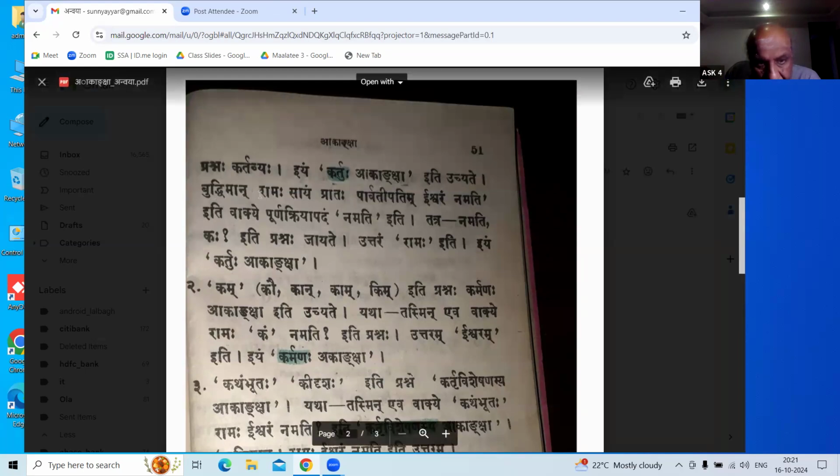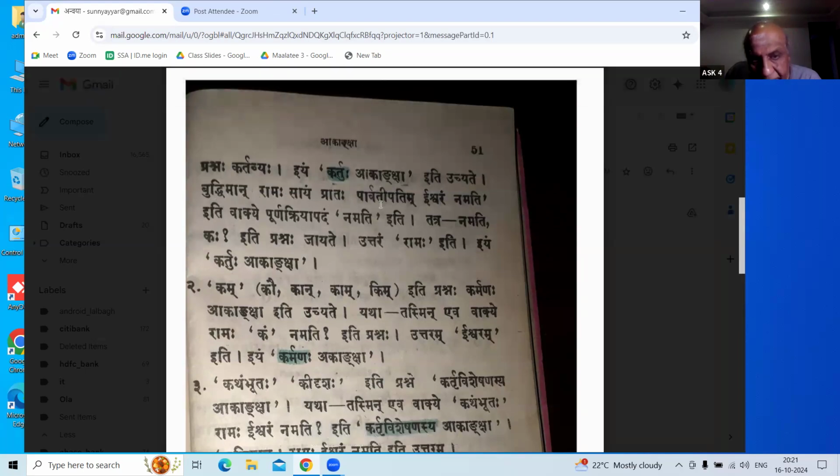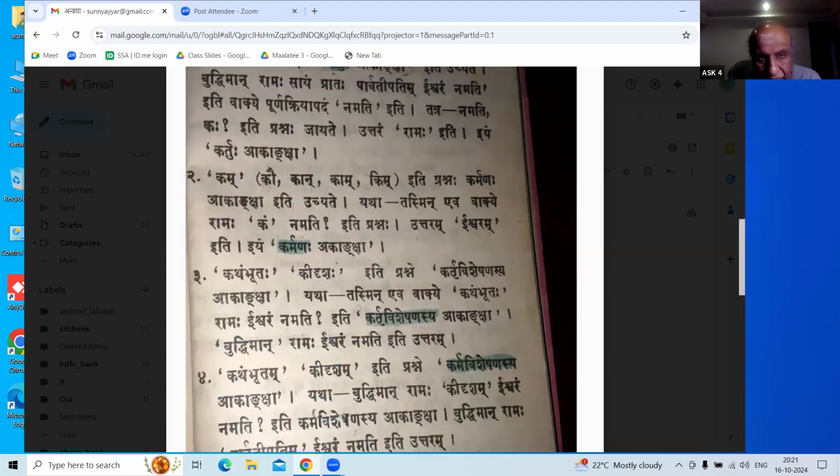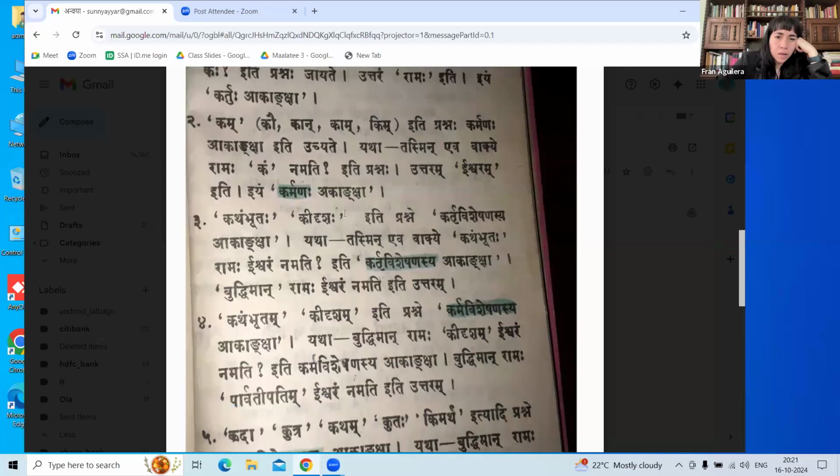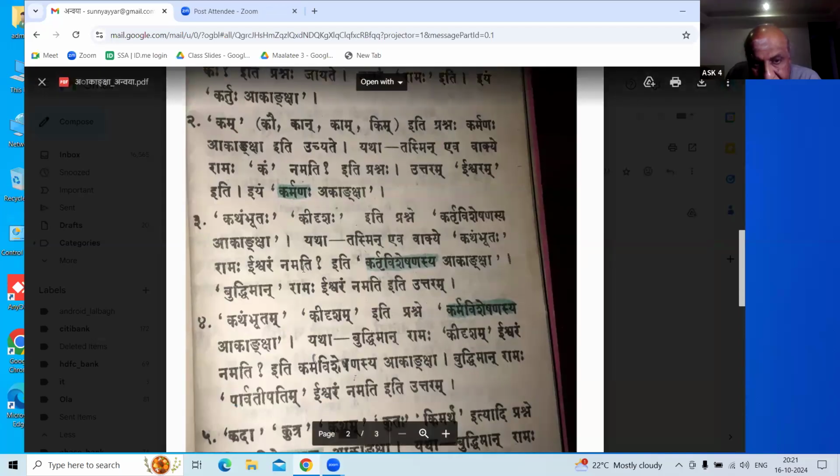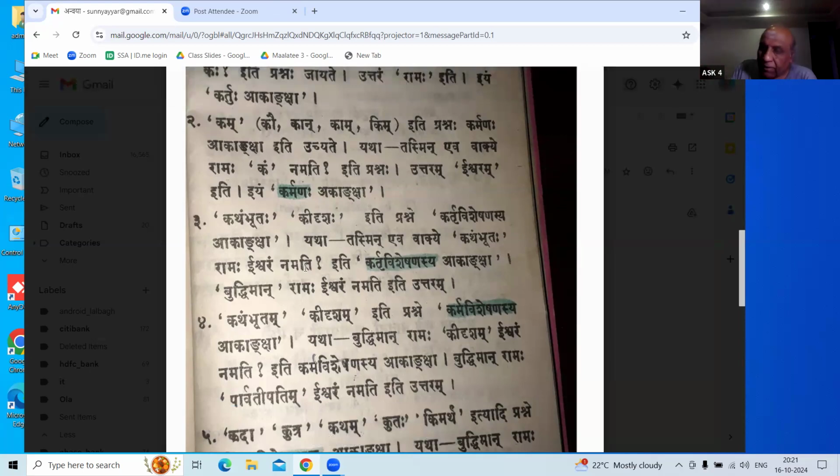So what is unique from the previous example sentence? Here we have Buddhiman Ramaha Sayam Prataha Parvati Patim Ishwaram Namati. Here there is an adjective that describes the subject Rama. Rama is the subject, and we have an attribute to find out what kind of Rama. Katam Bhutaha Ramaha Ishwaram Namati. What kind of Rama? Buddhiman Rama. That means he is intelligent.